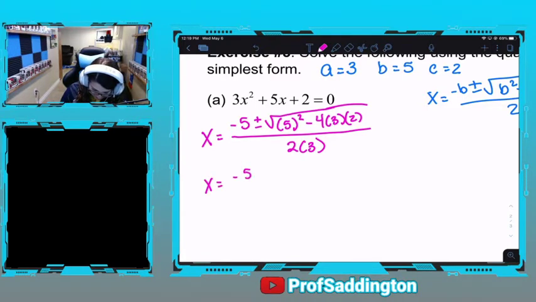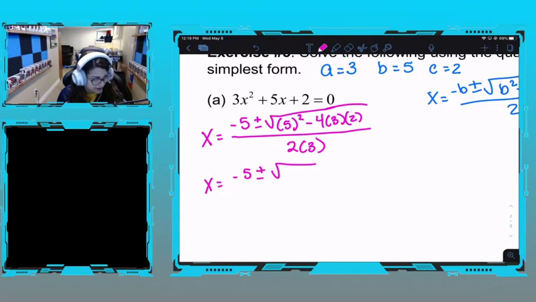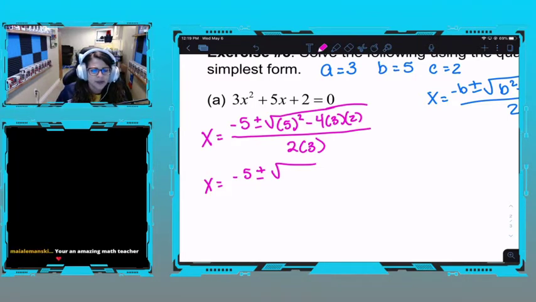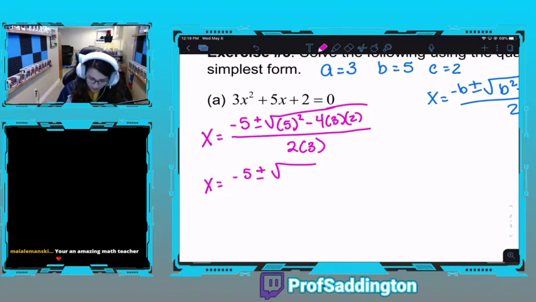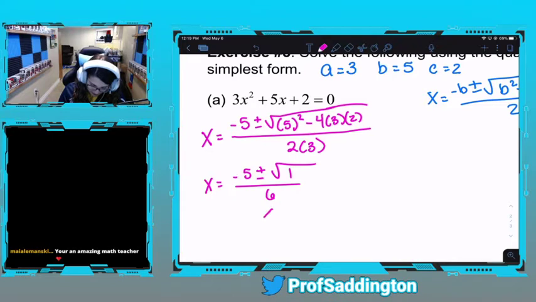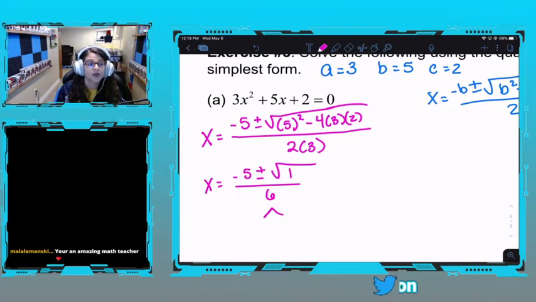So, under my radical, when the dust settles, we get 25 minus 24, so we get 1. That's a nice number. All over 6. And then I'm going to split this up because it says plus or minus.